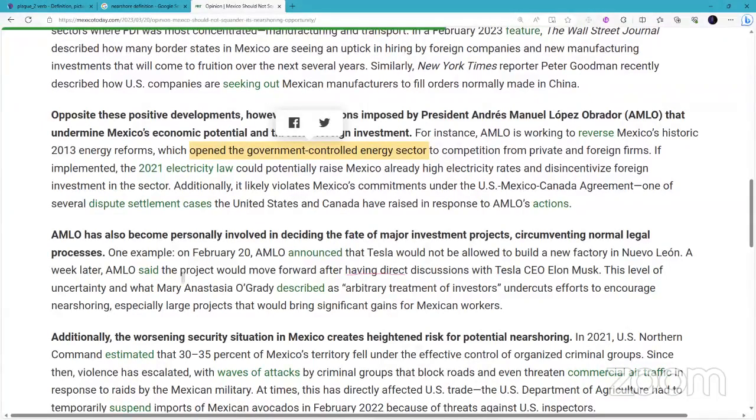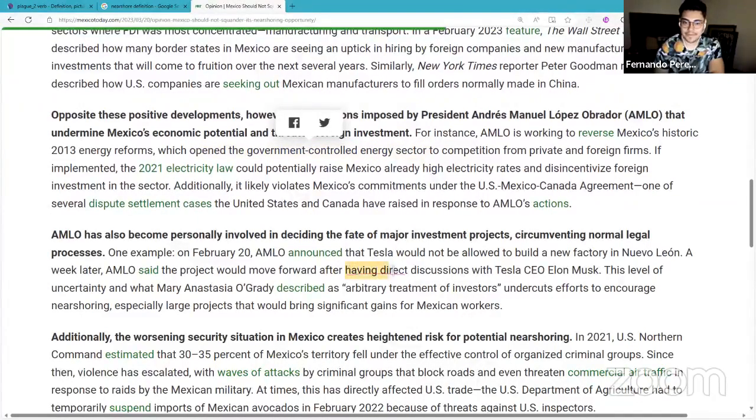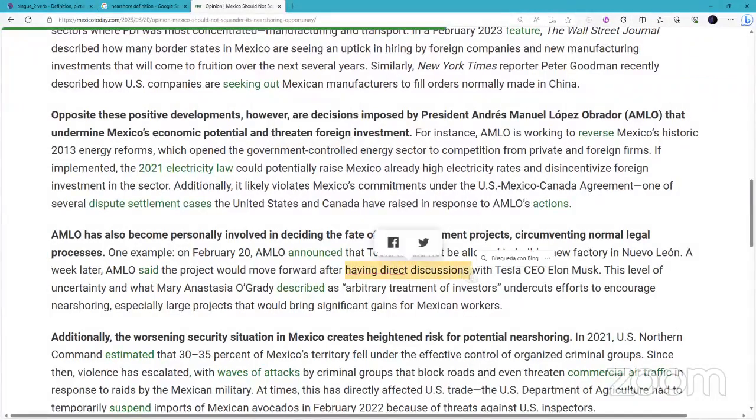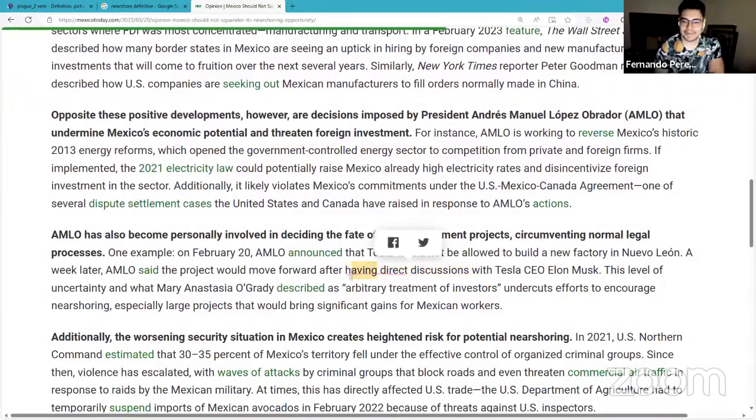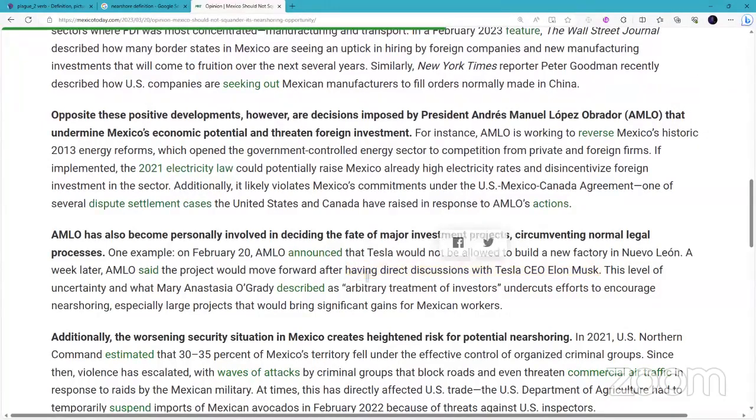This or not? What again? You highlighted one. This or not? Having direct discussions. Incorrect. In this case, having is a verb. Because you're talking about AMLO said the project would move forward. That's the first sentence. After is a connector, and then we have after having direct discussions with Elon Musk. This having is a verb. Okay, so this is not.